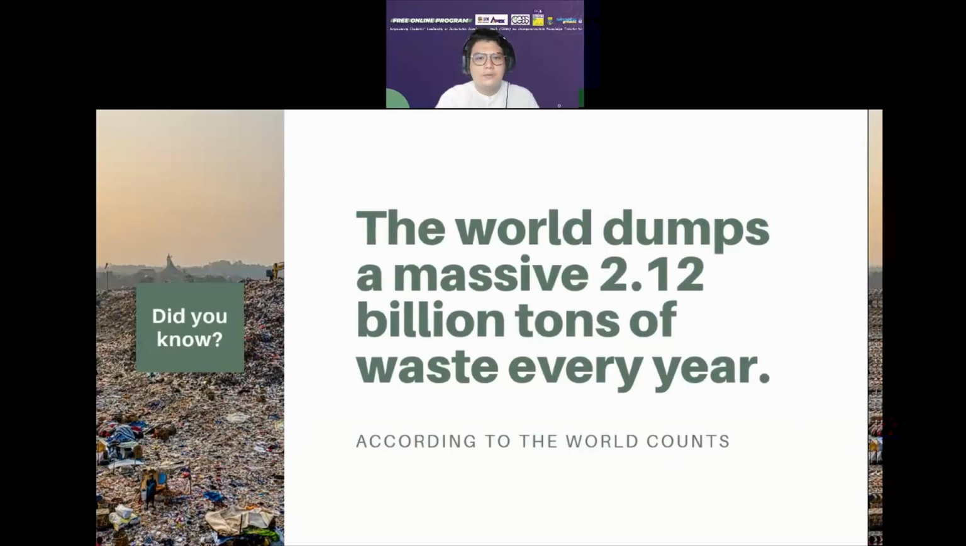Now, the world dumps a massive 2.12 billion tons of waste every year, and this is according to the World Count. Did you know how much that is? 2.12 billion tons of waste every year. These are some of the waste that we can't even recycle.